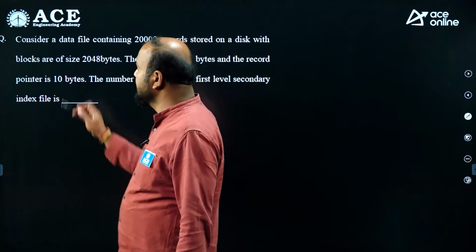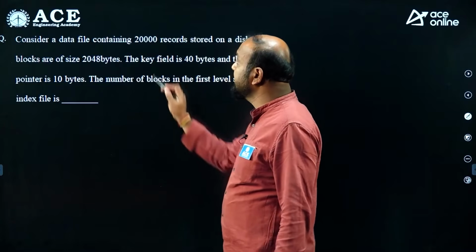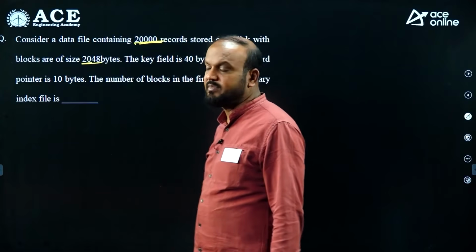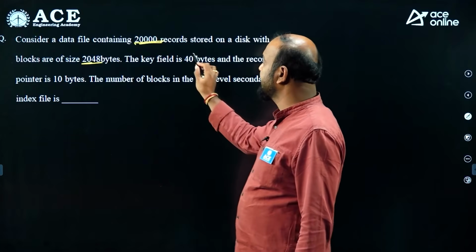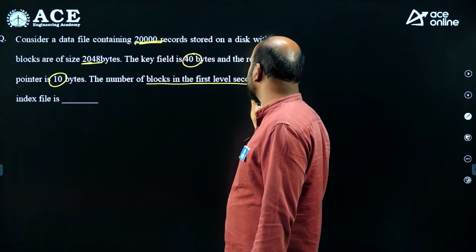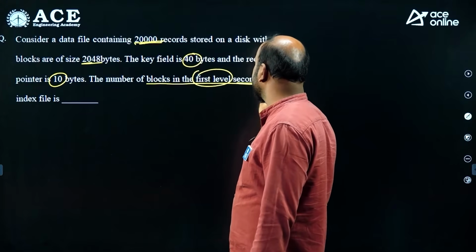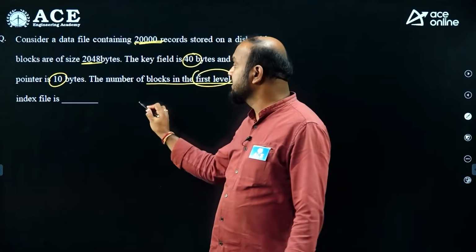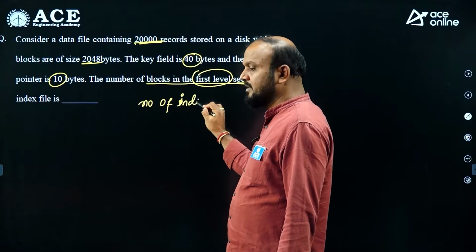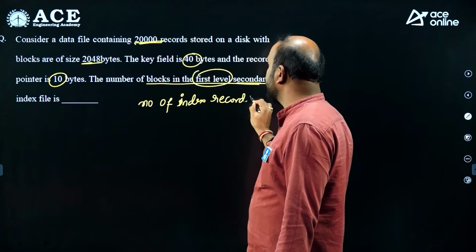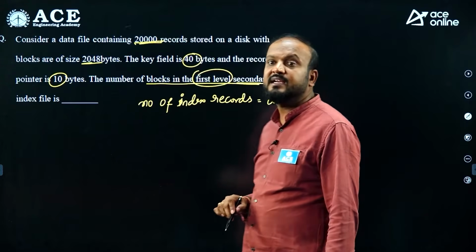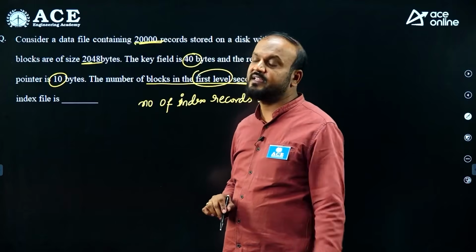Next question. Consider a data file containing 20,000 records stored on a disk with blocks of size 2048 bytes. The key field is 40 bytes and the record pointer is 10 bytes. The number of blocks in the first level secondary index. In a secondary index, the number of index records we have to create is equal to the number of records in the data file, because in a secondary index, we have to create a record for each record in the data file.